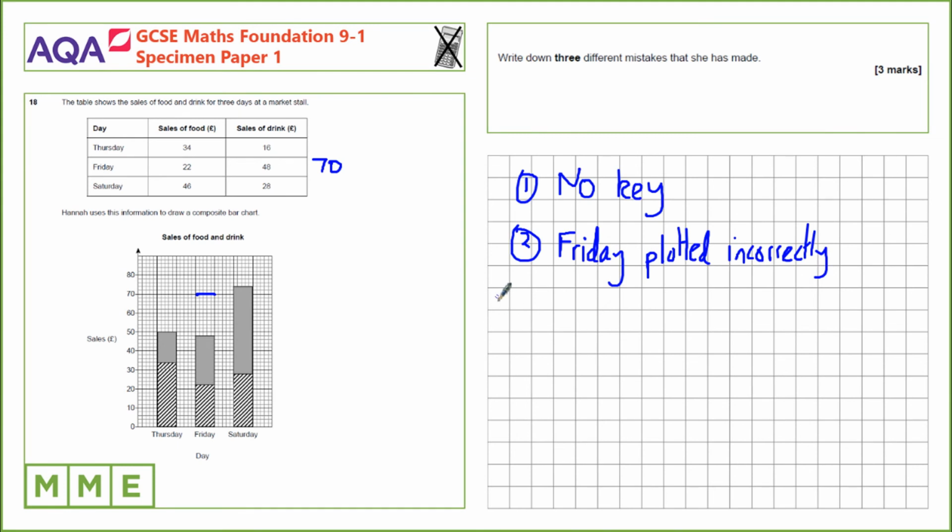Our third point is we just need to check over the rest of the data. And if we notice here, there should be £46 of food on Saturday and £28 of drink on Saturday. From the other ones, it seems like she's plotted sales of food as the bottom bar here. However, if you look at the bar here for Saturday, that's £28, which is sales of drink, and £46, which is sales of food. These two have been plotted the wrong way around. So, Saturday, the bars are the wrong way around.